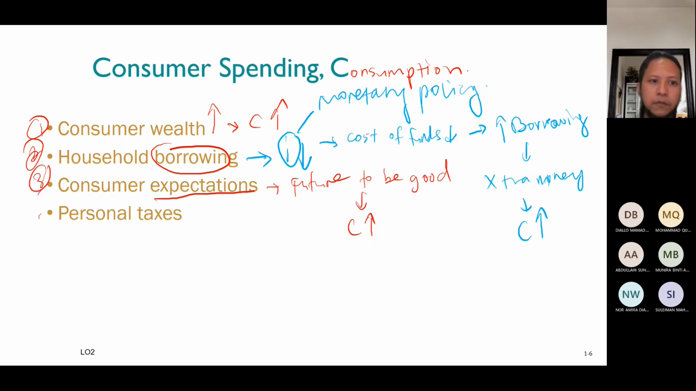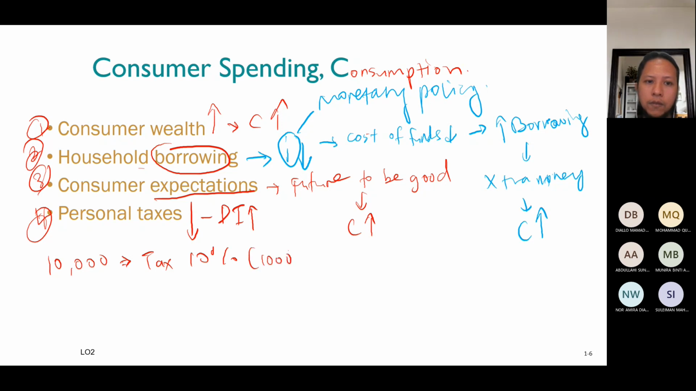Okay. And then finally, number 4 is personal taxes. So how much you have to pay to the government. If taxes go down, then disposable income goes up. Let's say, for example, you have an income of 10,000, and the tax that you have to pay is 10%, right? So you have to pay 1,000. But now, suddenly, the government announced tax is only 5%.